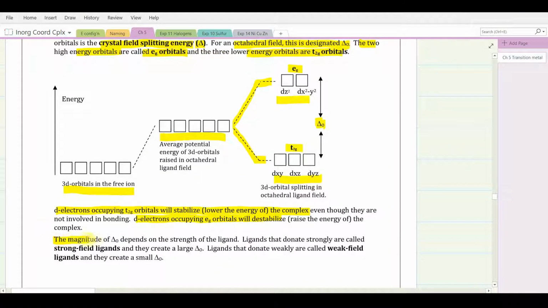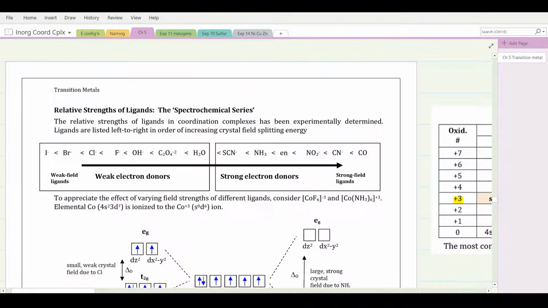The magnitude of the octahedral field splitting energy depends upon the strength of the ligand. So ligands that donate strongly are called strong field ligands, and they create a large crystal field splitting energy. Ligands that donate weakly are called weak field ligands, and they would create a small energy gap. Here on page 191, we see the relative strength of ligands. So moving from left to right, ligands become better and better electron donors.